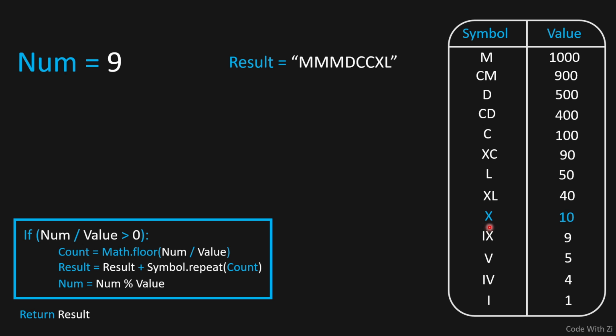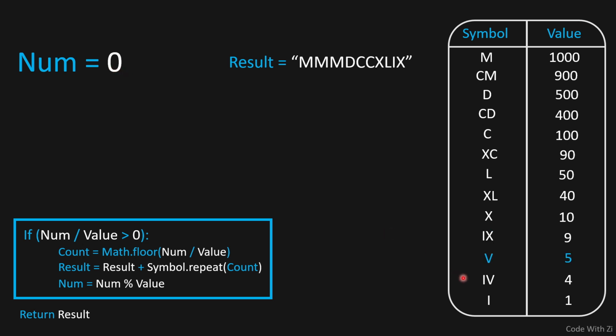Our symbol is gonna be X, and our value is gonna be 10. 9 divided by 10 is not greater than 0, so we're gonna move on. In our next round, our symbol is gonna be IX, and our value is gonna be 9. So we're gonna check 9 divided by 9, is it greater than 0? It is, and it's gonna be equal to 1. So our count is equal to 1, and we're gonna add the symbol that we currently have and repeat it count times and add it to our result. Count is 1, our symbol is IX, so we're gonna add 1 IX to our result, like so. And then our number is gonna be 9 mod 9, which is gonna be 0.